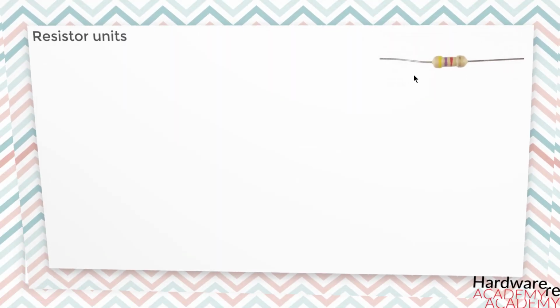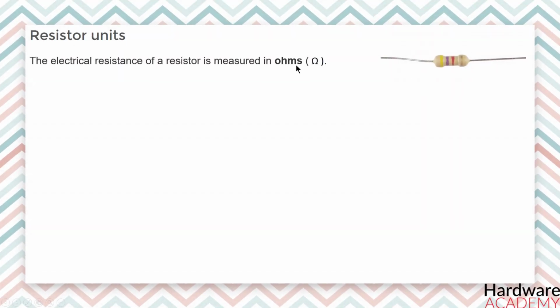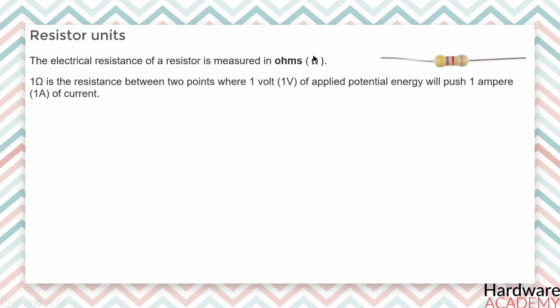As you might already know, the electrical resistance of a resistor is measured in ohms. The symbol for an ohm is the Greek capital omega letter. You don't have to memorize this, but the definition of 1 ohm is the resistance between 2 points where 1 volt of applied potential energy will push 1 ampere of current. And we will define Ohm's law, you will see why.